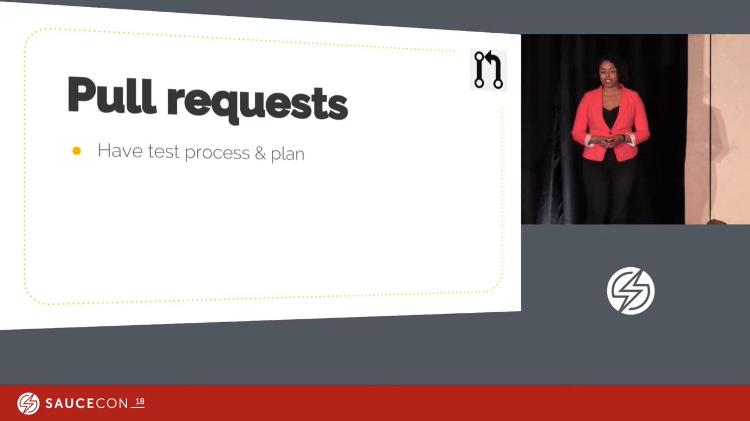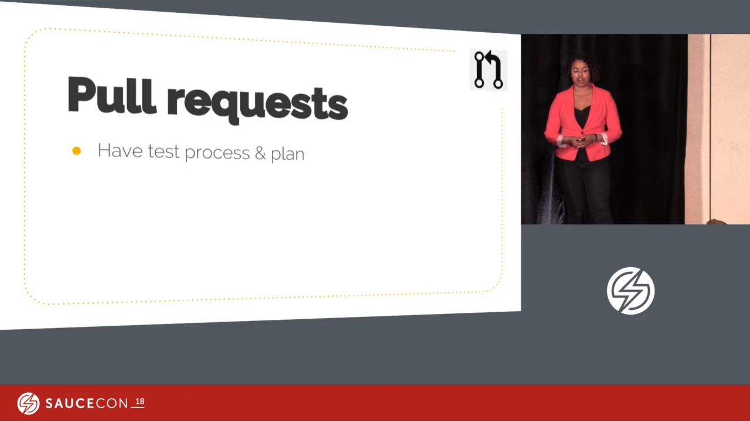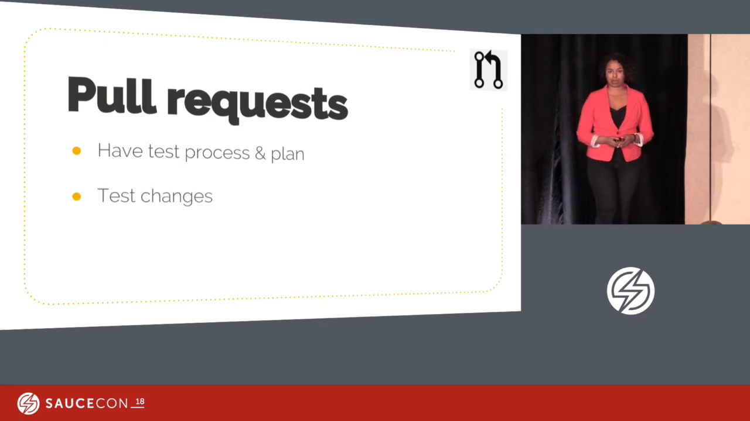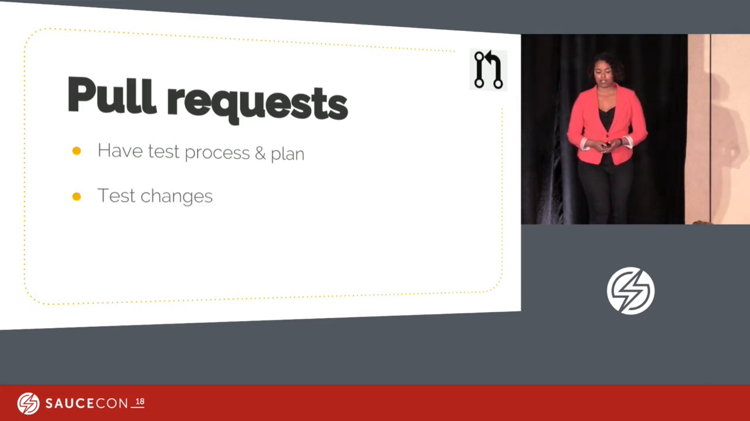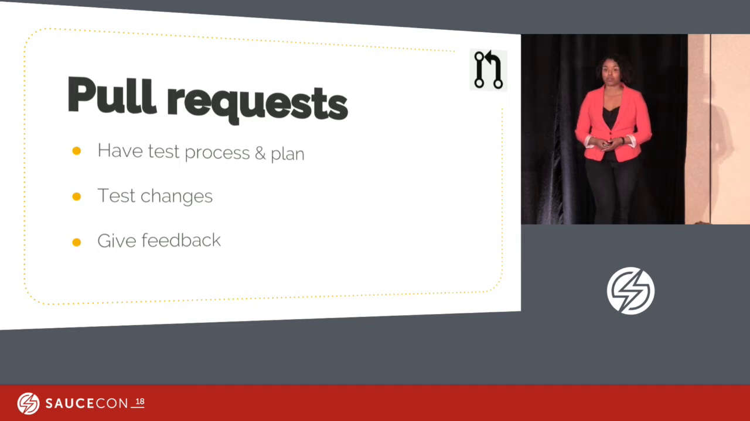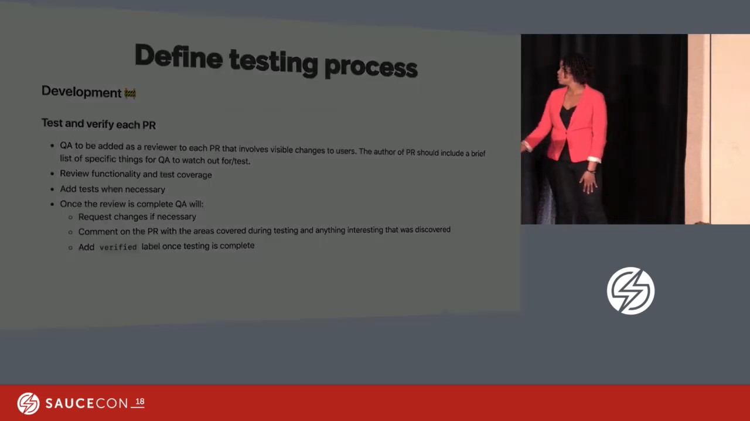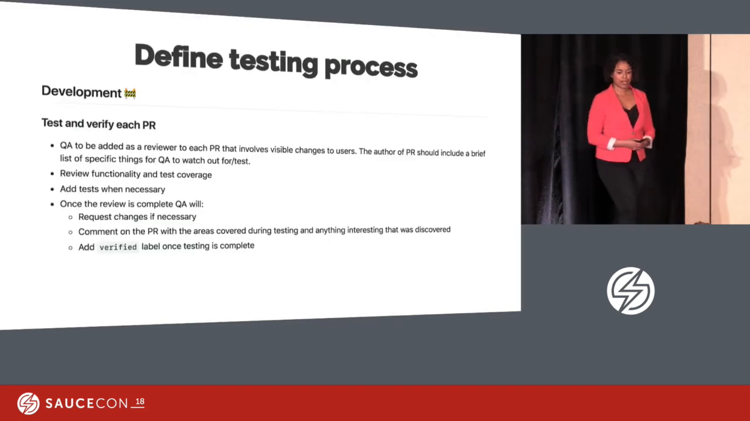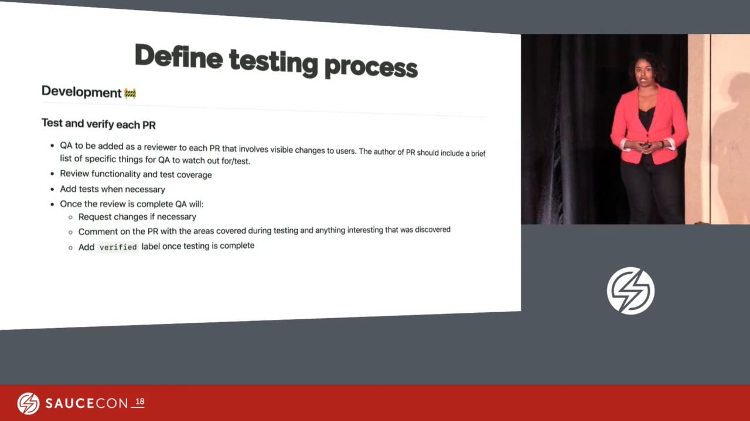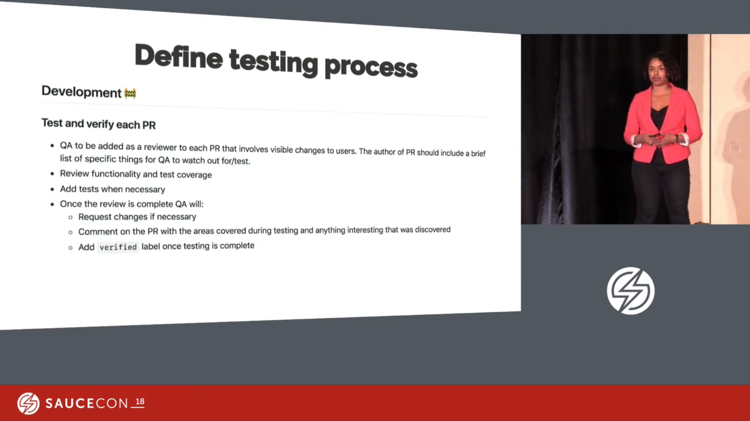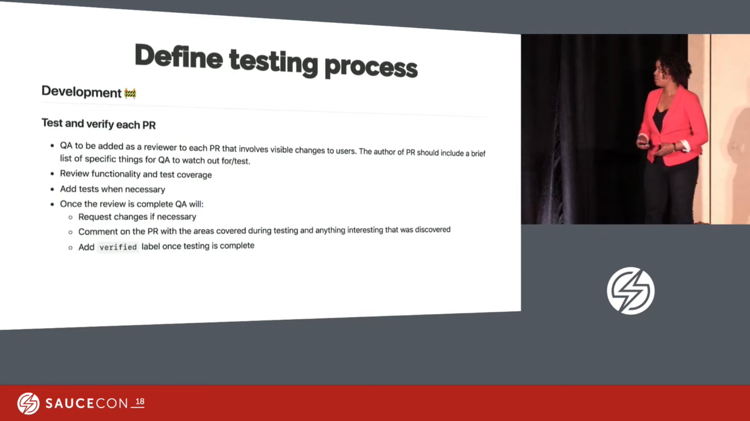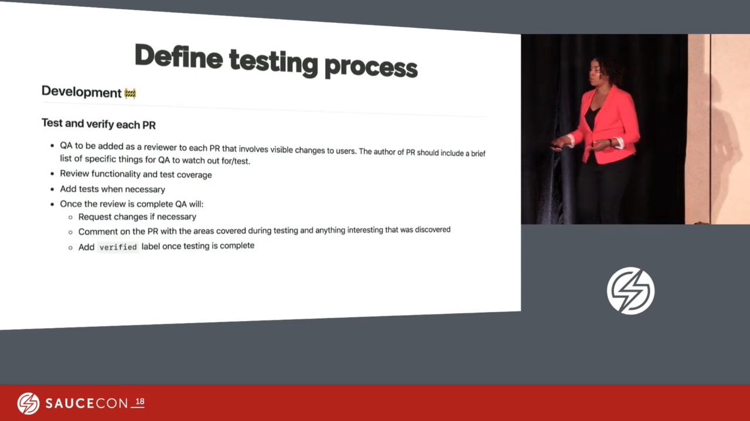In terms of pull requests, a few things that I like to focus on are building in quality, having a test process and plan, testing changes, and giving feedback on pull requests. This is an example of a process that I follow for every pull request. I'm sure all of you out there have processes that you follow when it comes to testing, but this is just an example of one that I follow when it relates to testing and verifying PRs.